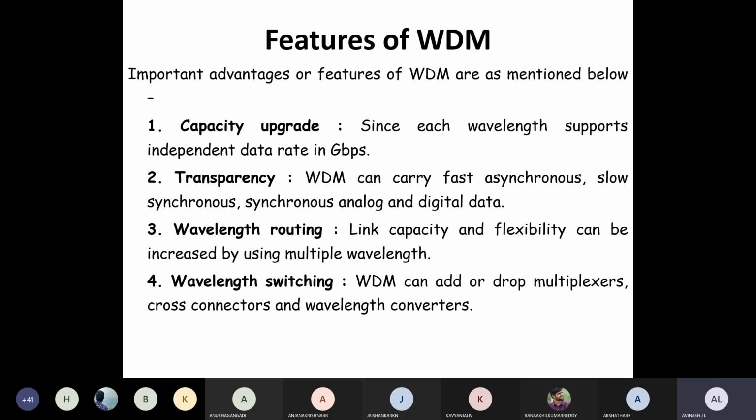So now we are talking about the features of WDM. What are the important features of WDM? Features means the special features we are discussing. So the important advantages or features of WDM are as mentioned below.